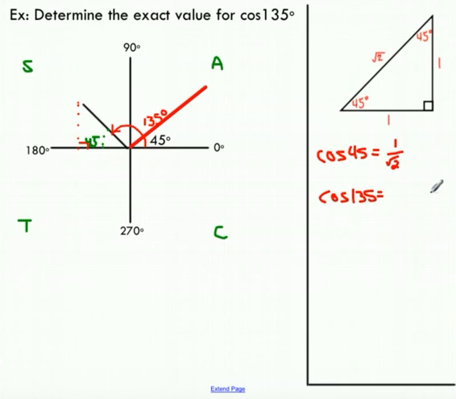However, we have to be careful here because if we look at where 135 is located, it's in the S quadrant, and only sine is positive over here. So since only sine is positive, the cos of 135 must be a negative value. So we just put a negative sign in front of that exact value of 1 over root 2. Okay, so that's using reference angles, special triangles, and the CAST rule to determine the sign and exact value of an angle that is not a special angle.